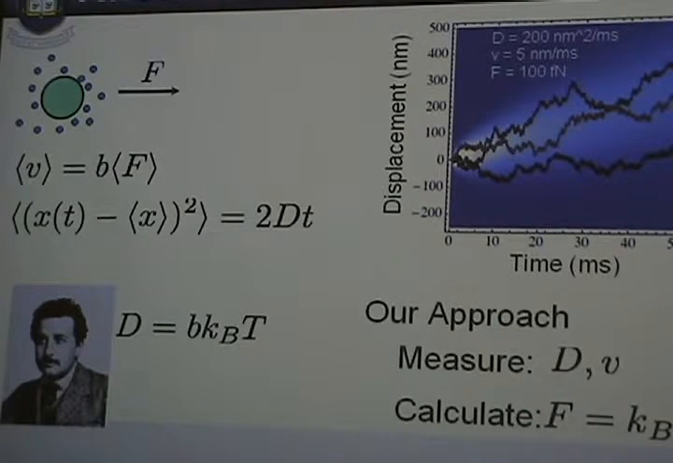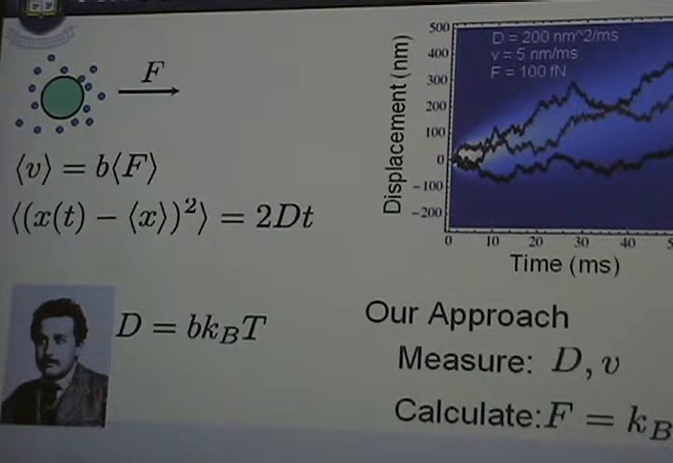So typically the force is proportional to kT times the velocity divided by the diffusion coefficient. So the characteristic energy scale is kT. V over D gives you a characteristic length scale. And length scale and energy scale come together to give you a force. So it's a very simple idea.